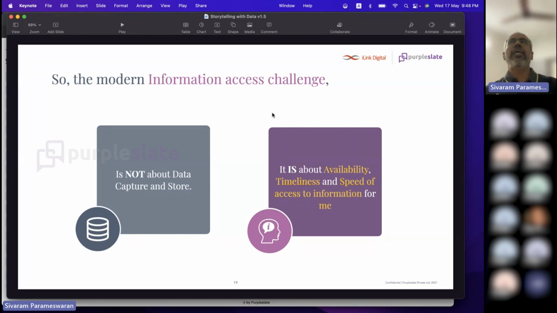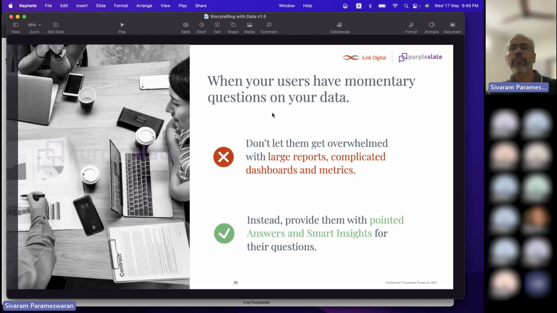For me, what we really mean by that is personalization. Every user's information need is different. How do we take care of the information needs of a very diverse set of users in a timely manner, at a very fast speed? I would like to call that the modern information access challenge. How we achieve it, there are a few things, but at a very, very high level, this is the problem we have.